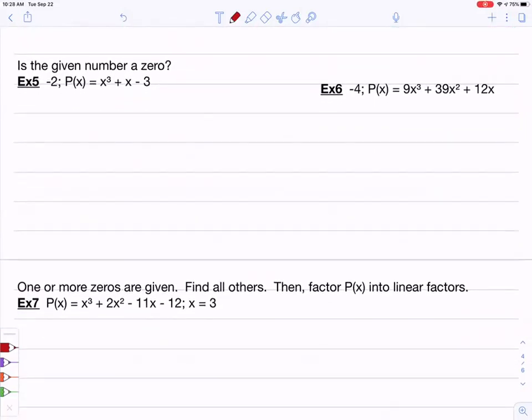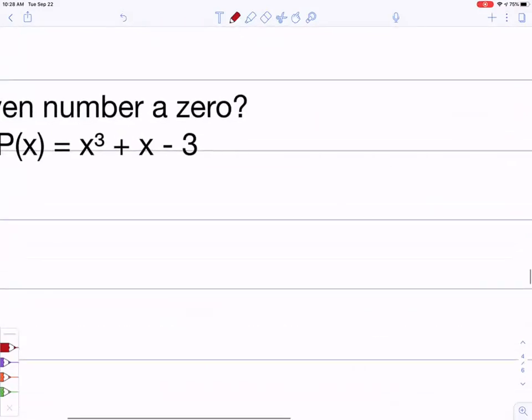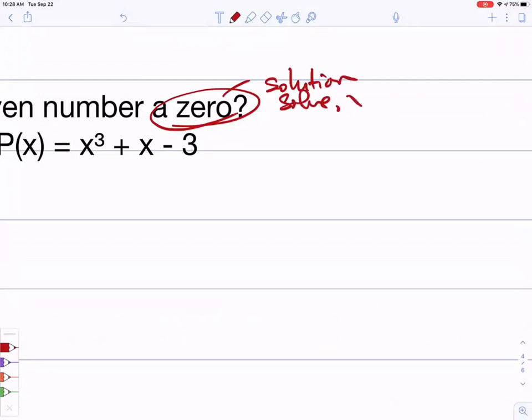Is the given number a 0? In other words, does it go in evenly? Does it go in evenly? Okay, so when this says, is the given, by the way, what are some other words for 0? Solution, solve, X-intercept, roots. Is that it? I think that's it.